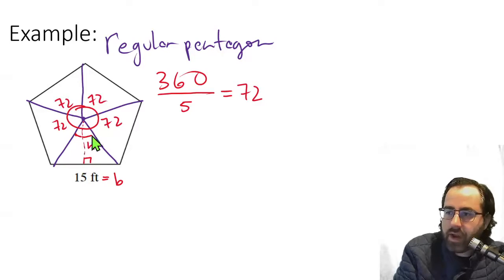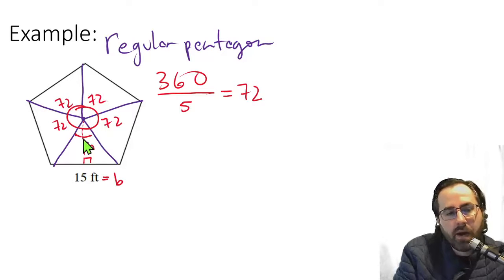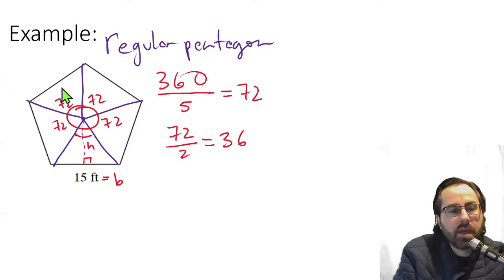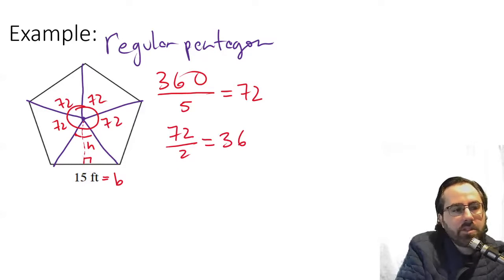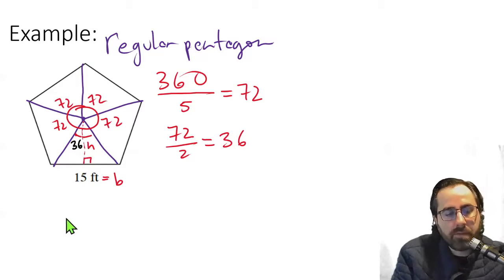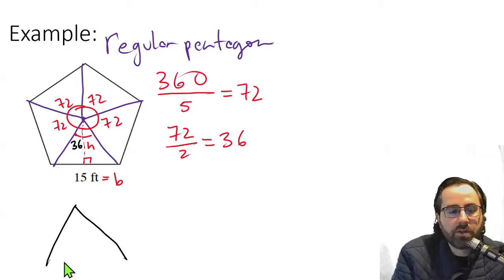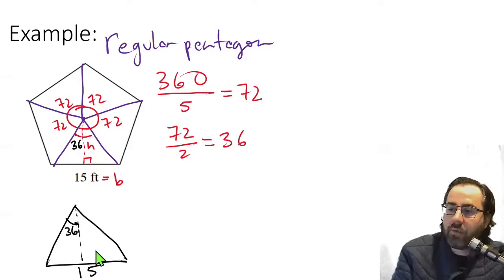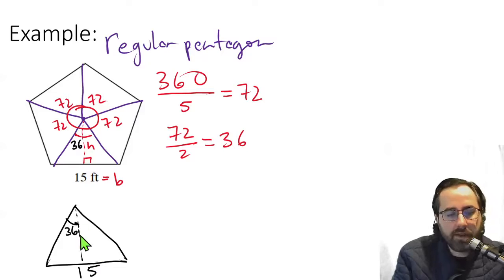Now, this center angle down here is also 72. However, the height drops down the middle, so we actually want to take that 72 and divide that in half. So divide that by 2, and that makes 36. And so what that means is that this small angle right here is 36. And that's so useful because now if I was going to draw this triangle larger, this bottom base is 15, drawing the height down the middle. This is 36 degrees. And now, we can use trigonometry to find the unknown height.